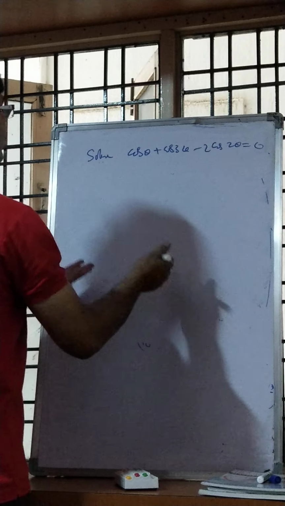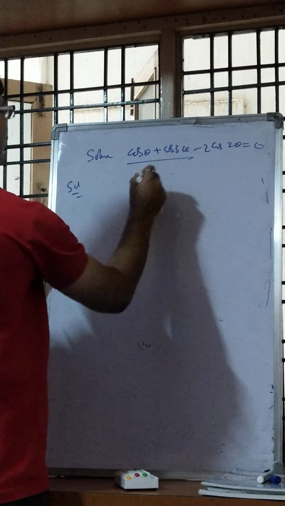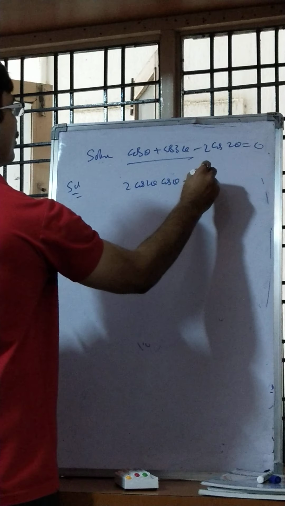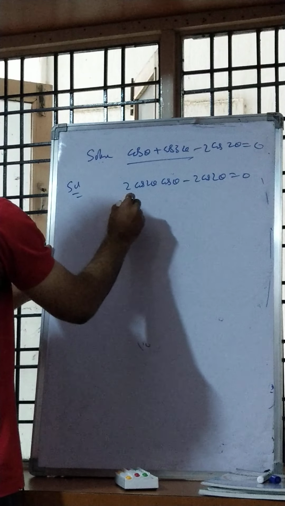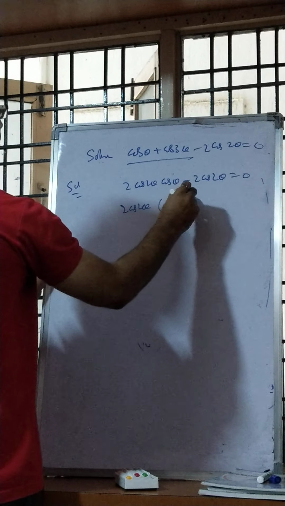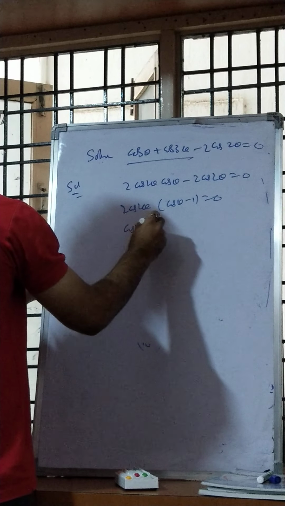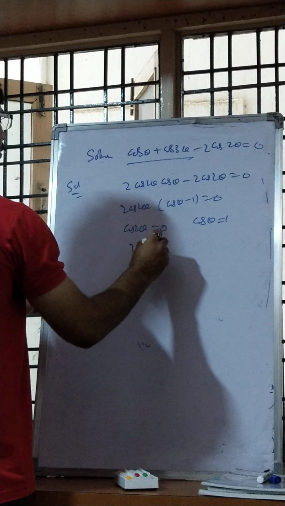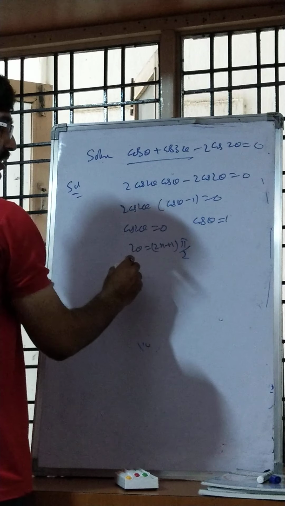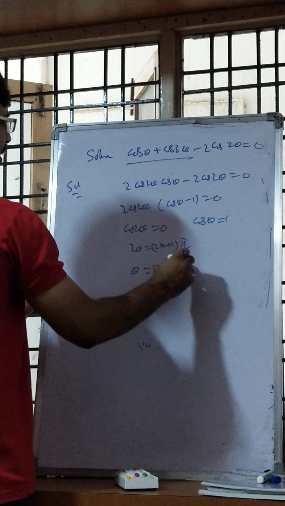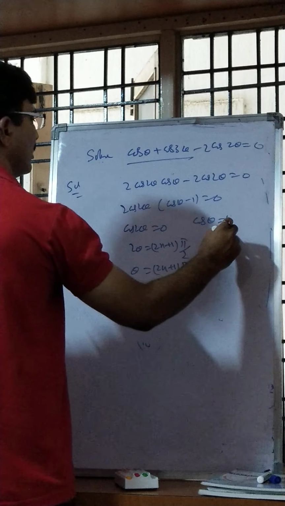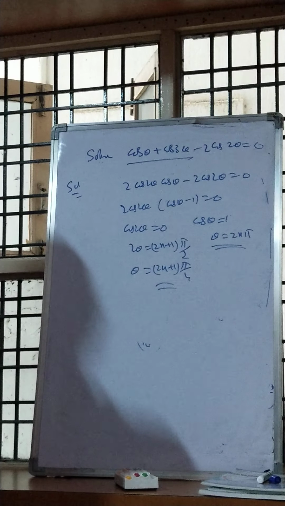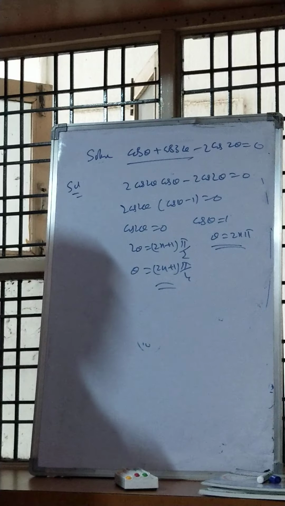Sir, you have a choice here to apply all types of trigonometric formulas. 2 cos 2 theta cos theta, you will get minus 2 cos 2 theta equal to 0. See this, if you take 2 cos 2 theta common, (cos theta minus 1) equal to 0. One is cos 2 theta equal to 0, the other one is cos theta is equal to 1. 2 theta is equal to (2n plus 1) pi by 2, so theta is equal to (2n plus 1) pi by 4, and theta equal to 2n pi. These are the general solutions. We got it over here, right?